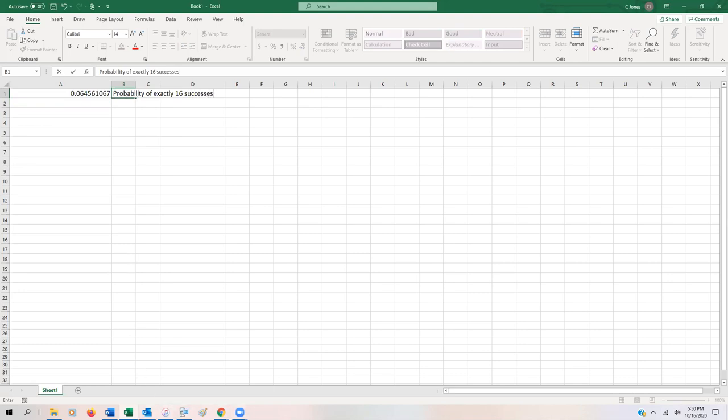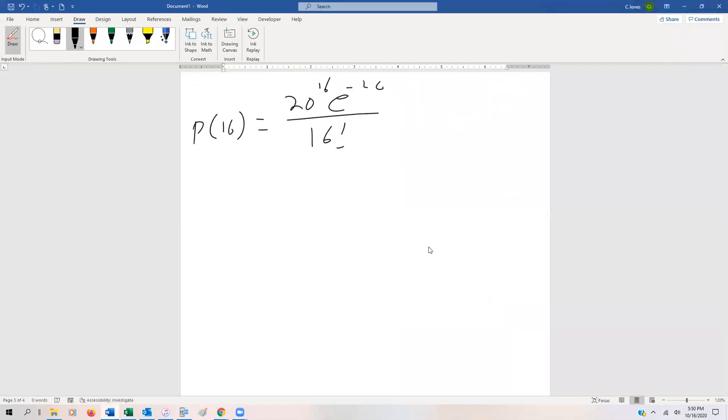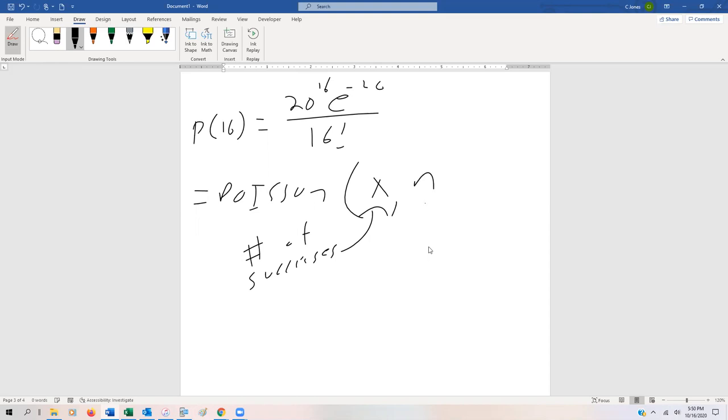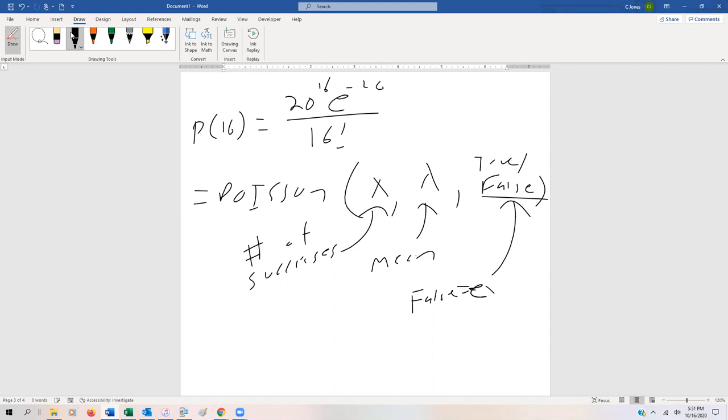Right. And so what is the syntax in Excel? Well, we're going to type in equal Poisson. And the first thing it's going to ask you for is x, okay, so that's the number of successes. Then we're going to type in lambda, not n, excuse me. So we're going to type in lambda, which is the mean. And then finally, we either want true or false. And remember, false, just like for the binomial distribution, false is only used for exact.